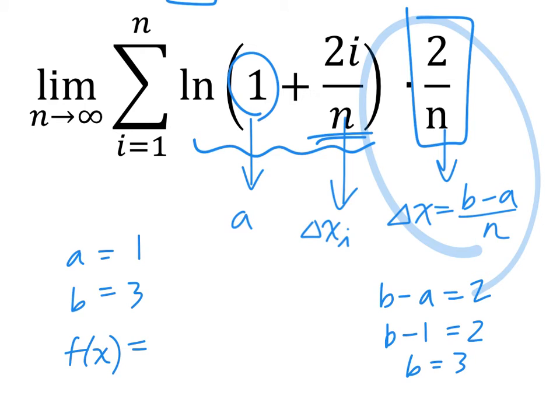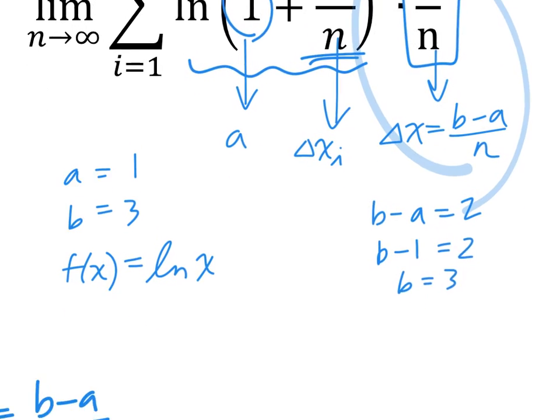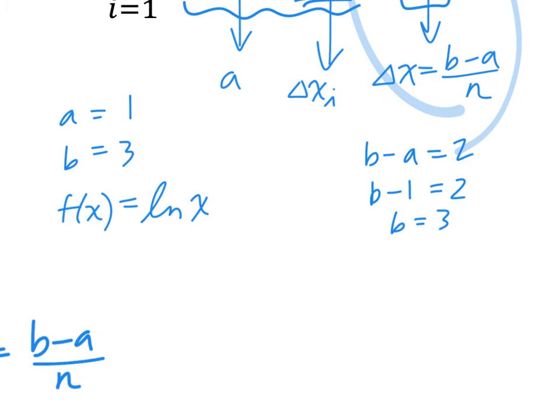Let me finish. What do you think is f of x? Natural log x. Not 1 plus x. 1 is just my starting number. Natural log x. Okay, now rewrite this in integral notation. Integral from 1 to 3 of natural log x dx. So this whole Riemann sum just means this integral.